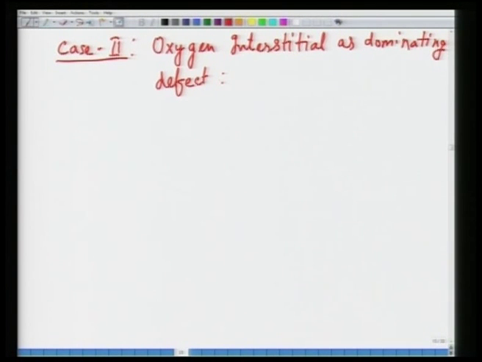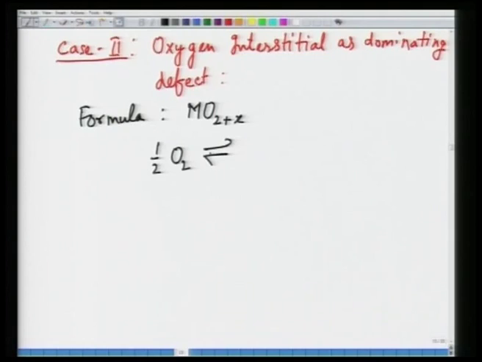Now, how do you represent these materials? The formula would be MO2 plus X, since you have extra oxygen, and extra oxygen in another way means you have deficiency of metal. The way this happens is half O2 goes in. Here the oxygen does not go to an oxygen site, rather it goes to an interstitial site. If it goes to an interstitial site, you do not need to create any kind of vacancy. If it goes to an interstitial site and is completely ionized, it will be O_i double dash plus formation of two holes. So, again this would give rise to p-type conductors.